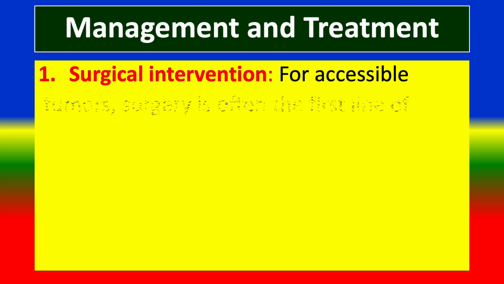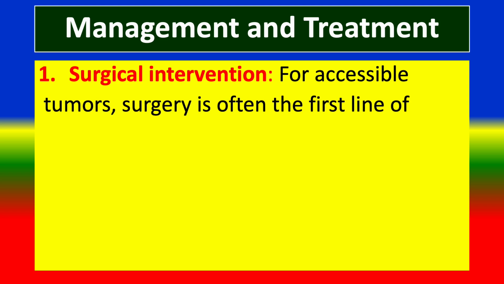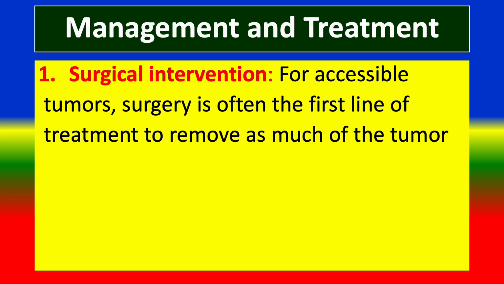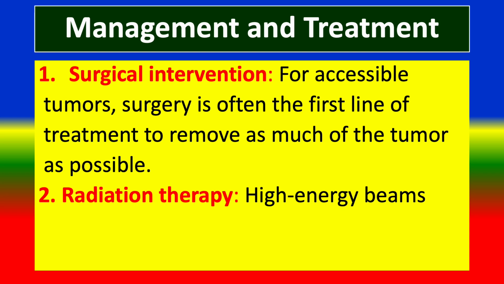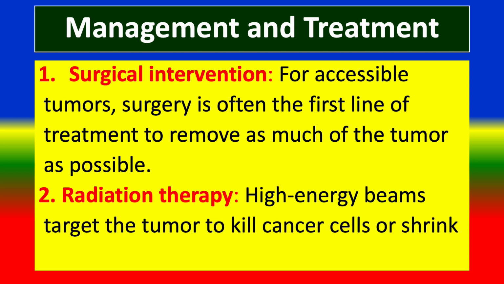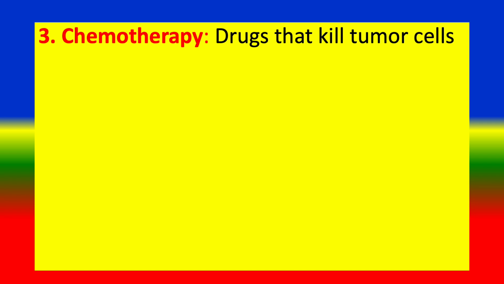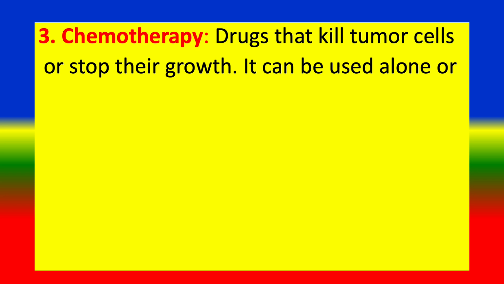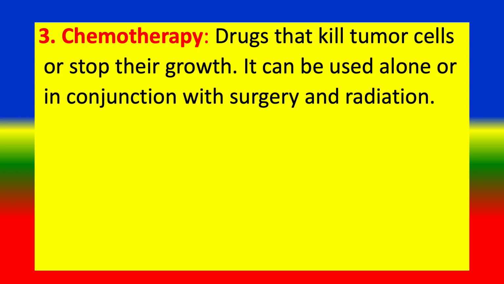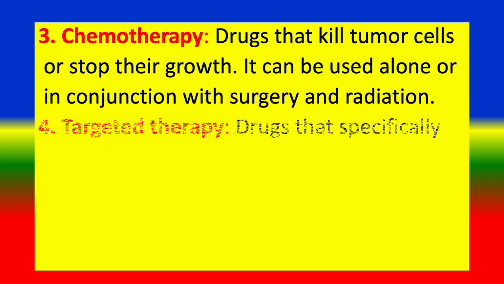Management and treatment. 1. Surgical intervention for accessible tumors. Surgery is often the first line of treatment to remove as much of the tumor as possible. 2. Radiation therapy. High energy beams target the tumor to kill cancer cells or shrink it. 3. Chemotherapy, drugs that kill tumor cells or stop their growth. It can be used alone or in conjunction with surgery and radiation.